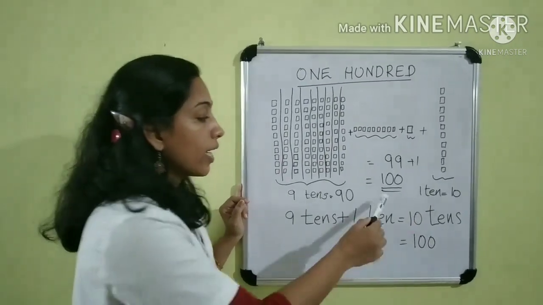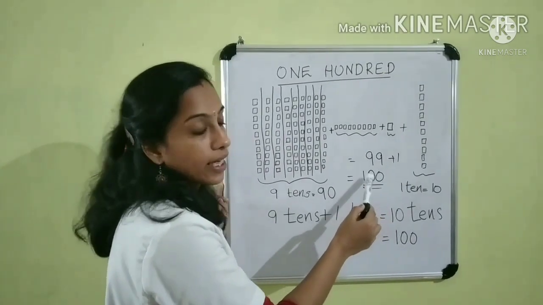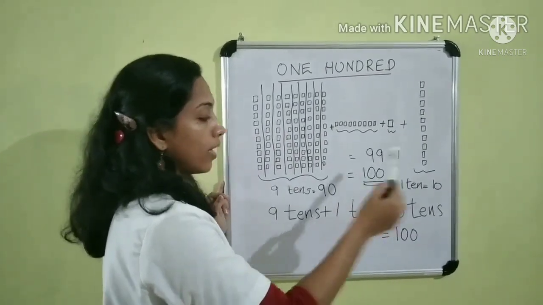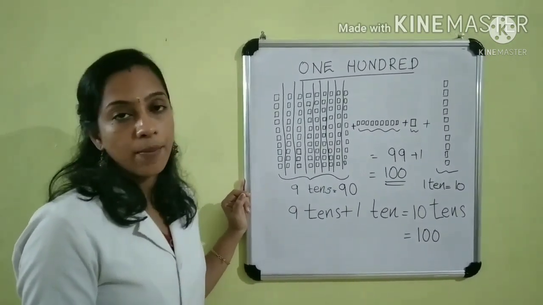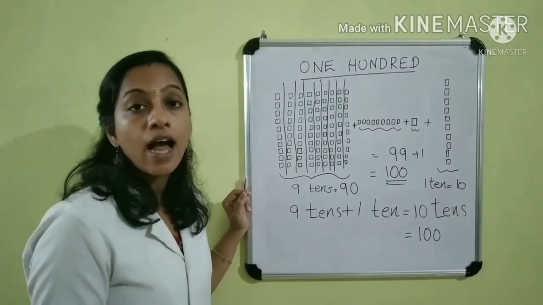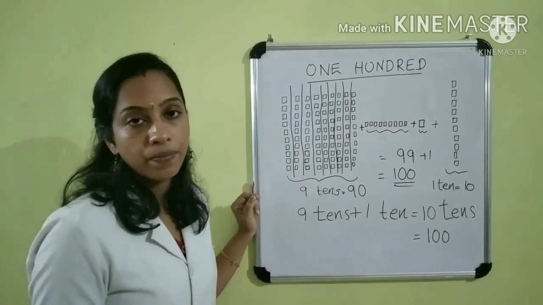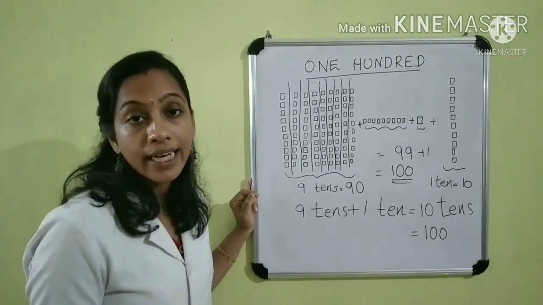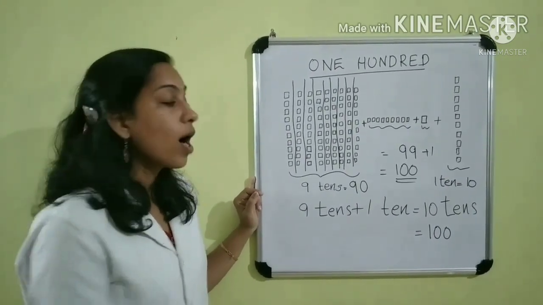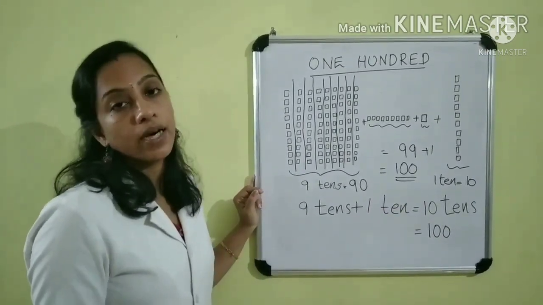See children, in 100 you can see 3 digits. 1, 2, 3. So we can say that 100 is a 3-digit number, and also we can say that 100 is the smallest 3-digit number. Can you tell me what is the smallest 2-digit number? It's 10. So 100 is the smallest 3-digit number.